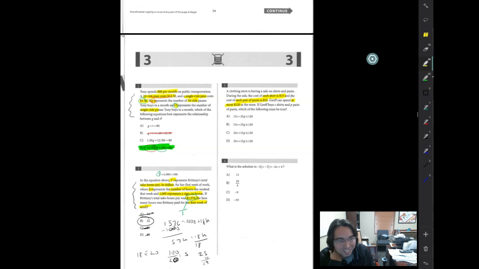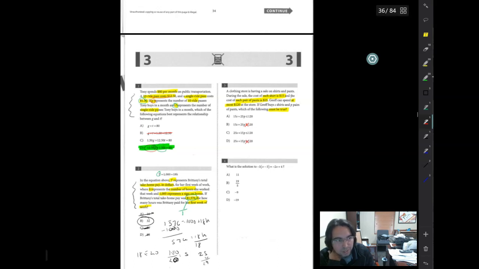So if Jeff buys S shirts and P pairs of pants, which of the following must be true? Well, we can go through here because we know we can't spend more than 120. So that is less than or equal to 120. That's good. That one is showing greater than or equal to, so it can't be that one. That one looks good.